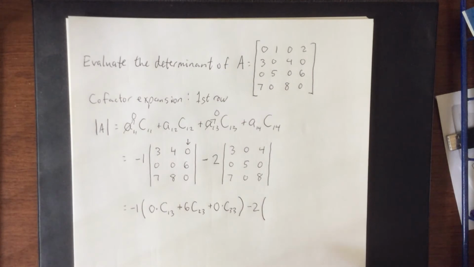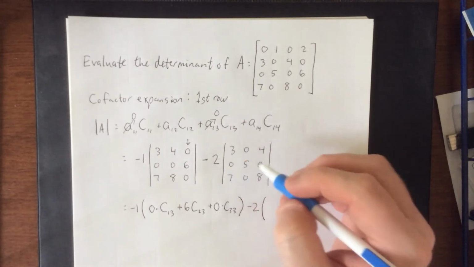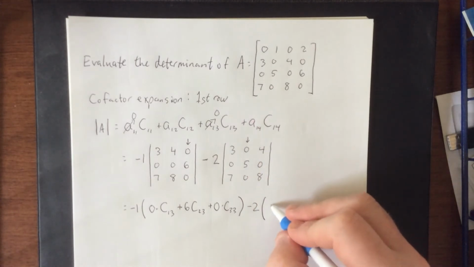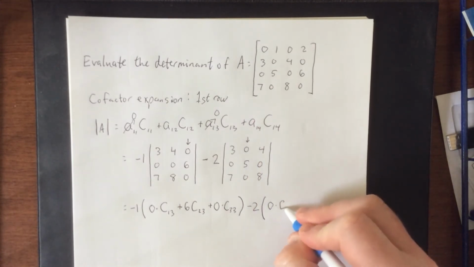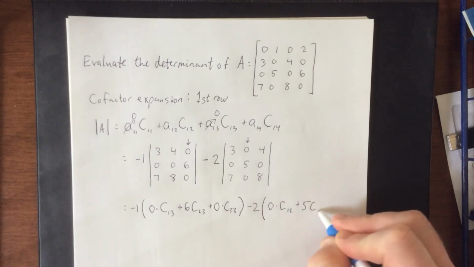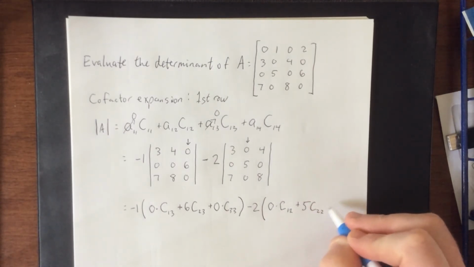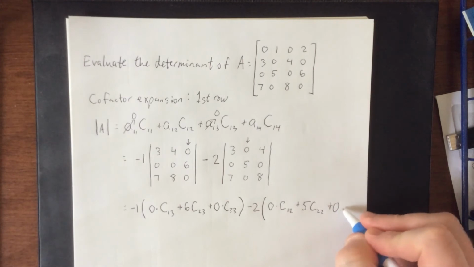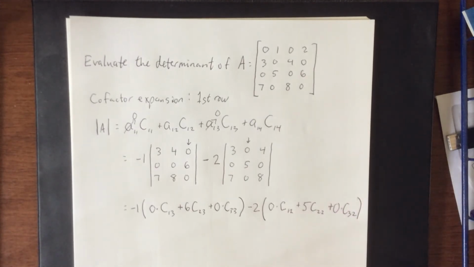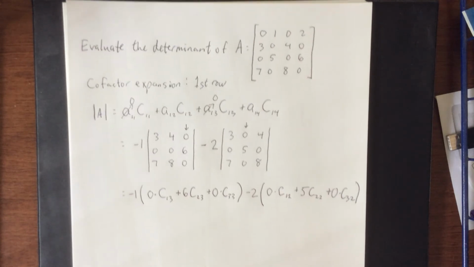Now for this one, you can either go down the second column or across the second row. I'm thinking down the second column would be just fine. So we get a 0 times the 1, 2 cofactor plus 5 times the 2, 2 cofactor and 0 times the 3, 2 cofactor. So copy in some more stuff down here.